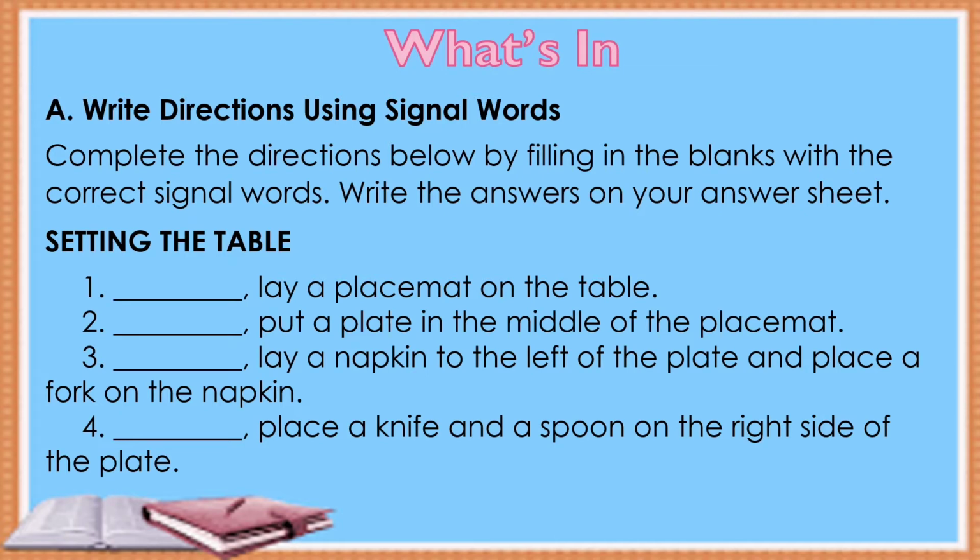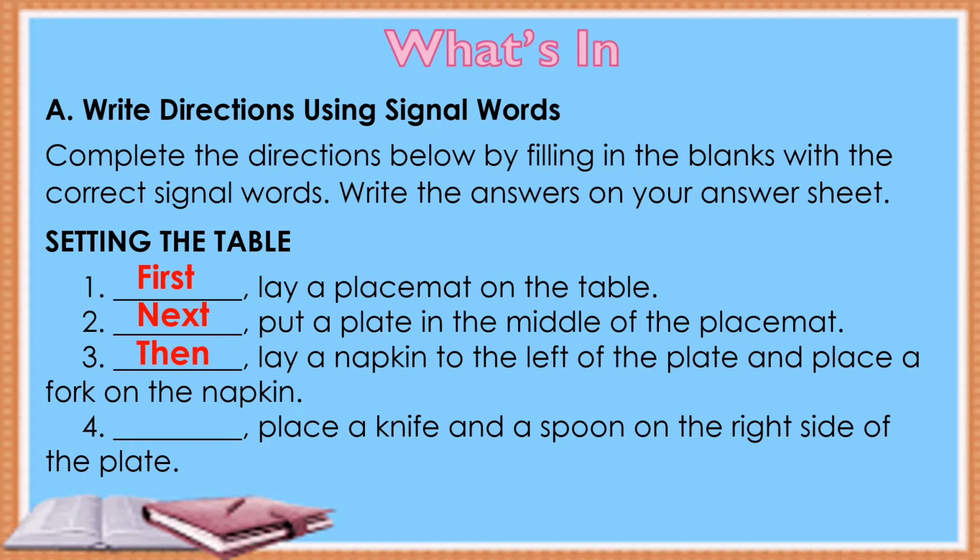Setting the table. Number 1, blank, lay a placemat on the table. What signal word is the answer? Correct, it's first. Number 2, blank, put a plate in the middle of the placemat. What is the answer? Correct, it's next. Number 3, blank, lay a napkin to the left of the plate and place a fork on the napkin. What's the answer? Correct, it's then.